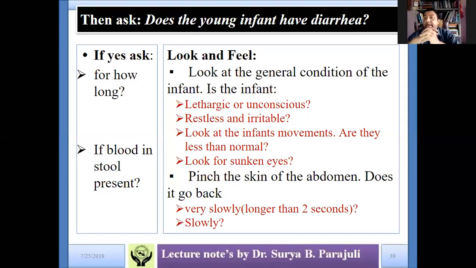Okay, so PSBI, jaundice, and hypothermia. We discussed 3 conditions. Now let's move to other conditions.